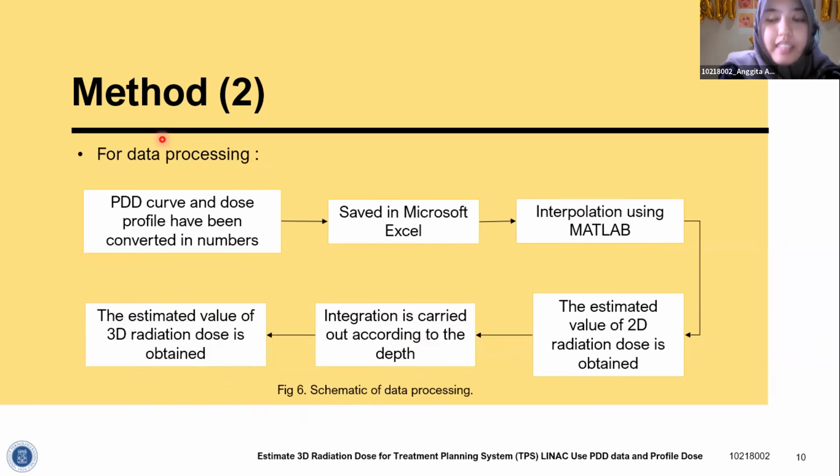Next, the data processing. First, the PDD curve and dose profile were converted into numbers, and then set in Microsoft Excel and interpolated using MATLAB, creating a new interval of 0.1 millimeter for each data. And then the estimated value of 2D radiation dose is obtained. So the integration is carried out according to the depth, and then the estimated value of 3D radiation dose is obtained.